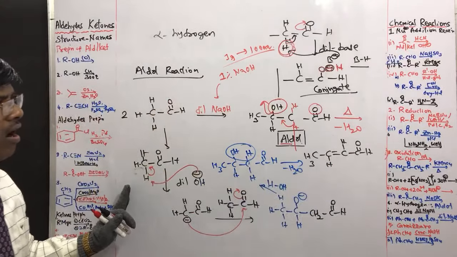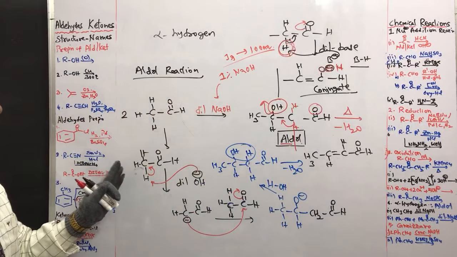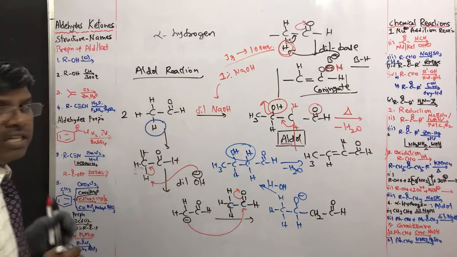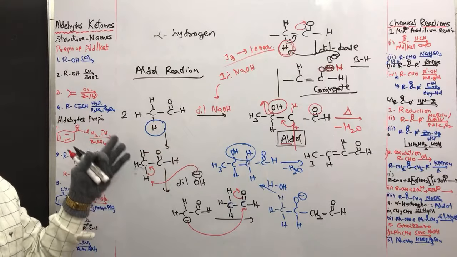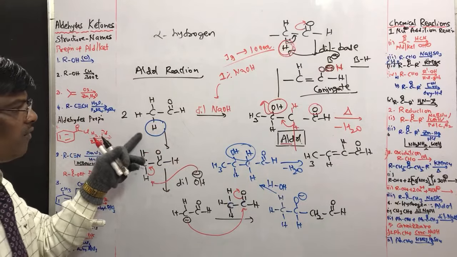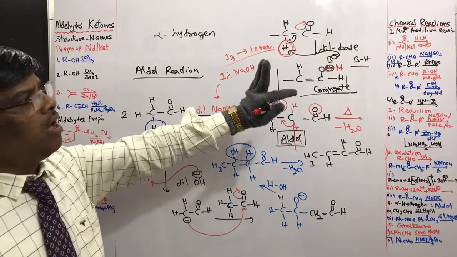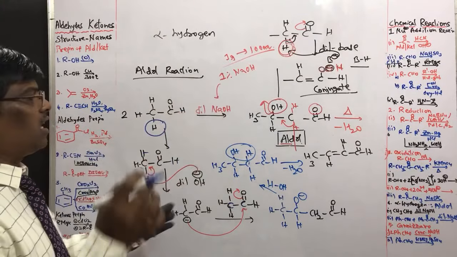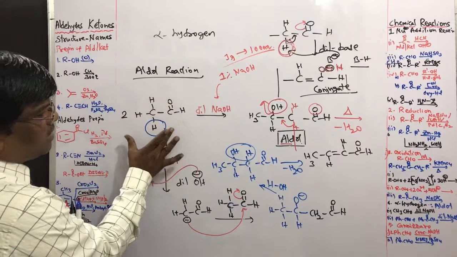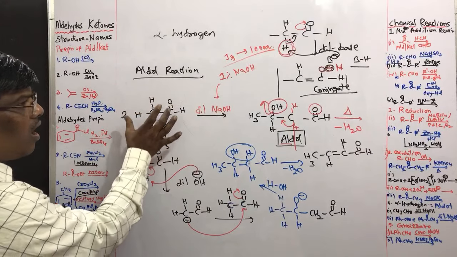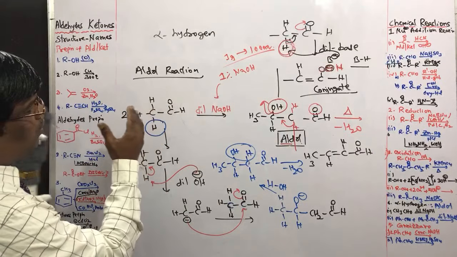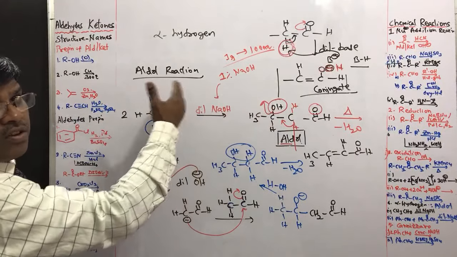This is the simple aldol reaction, and the condition is that it must have at least one alpha hydrogen. If it does not have this alpha hydrogen, it is not going to form the product. That reaction is going to be the Cannizzaro reaction, that I will explain. This is the simple aldol reaction. So if I take a mixture of two different aldehydes, what is going to happen?